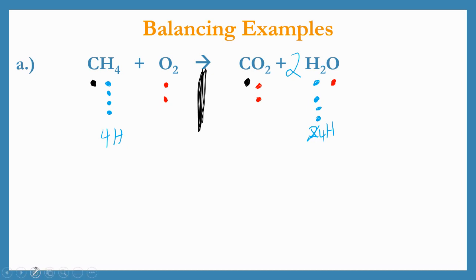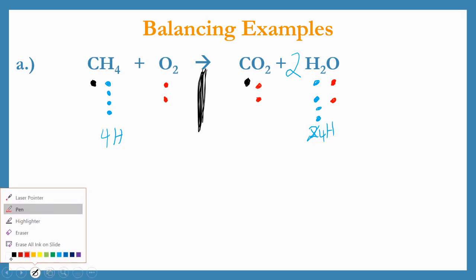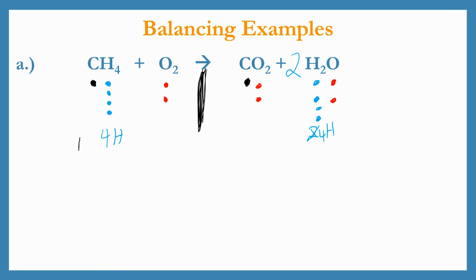And it's also going to give me another oxygen. So now I have 4 hydrogens and 4 hydrogens on both sides. That works. I have 1 carbon and 1 carbon on both sides. So let's write that down. Right? I have 1 carbon on this side and I have 1 carbon on this side. So the only problem now is the oxygens. On the right side, I have 2 oxygens plus the other 2 oxygens for a total of 4 oxygens. And on this side, I only have 2 oxygens.